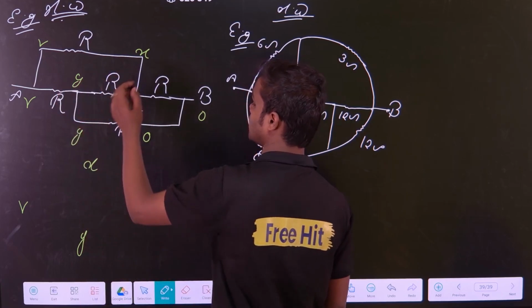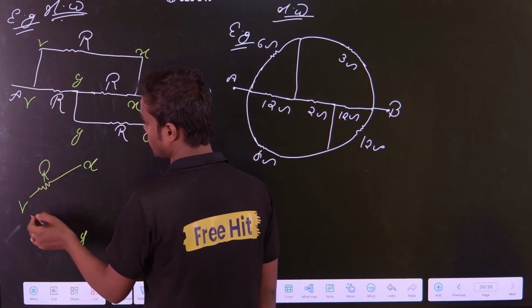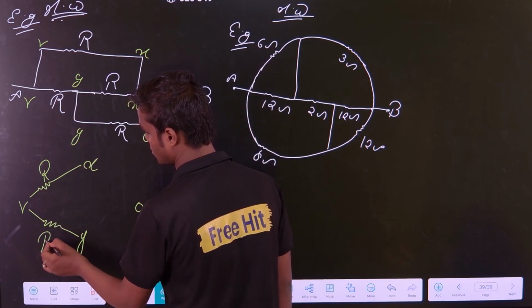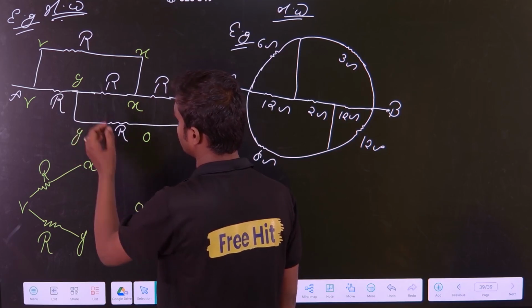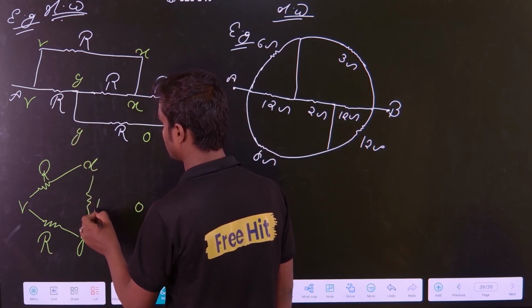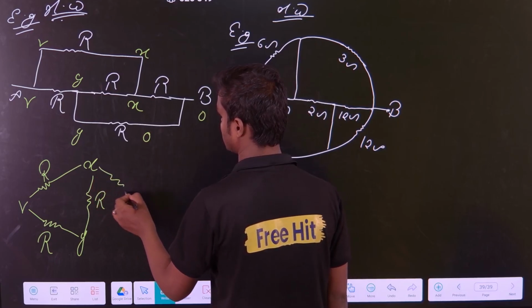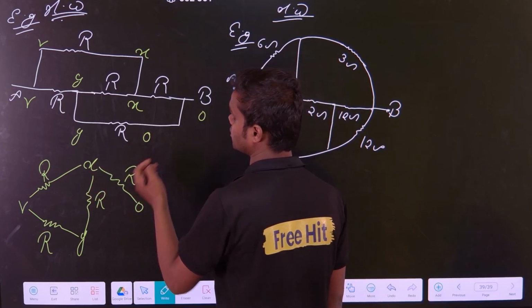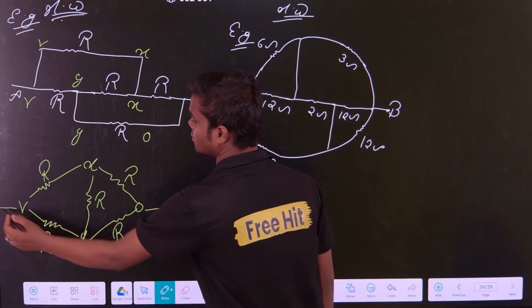You can see between V and X we have a one ohm resistance, correct? Between V and Y we have a one ohm resistance. Between X and Y we have a one ohm resistance. Between X and 0 we have a one ohm resistance. Between Y and 0 we have a one ohm resistance, if you can see, and we have to find the equivalent resistance across this.